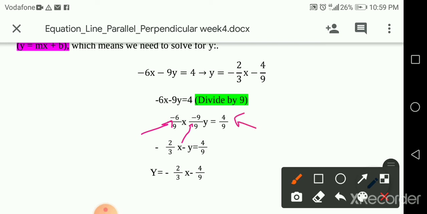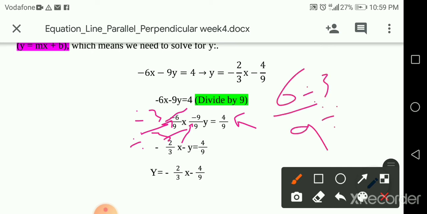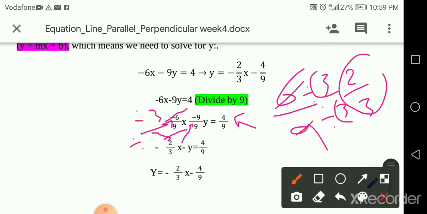So, -6 divided by 9. I can simplify here, it's very easy. -6 divided by 3 and 9 divided by 3 gives me 2 over 3. Remember simplifying? We have taken this before. Simplifying means dividing each number by the same number. Okay, let's complete.